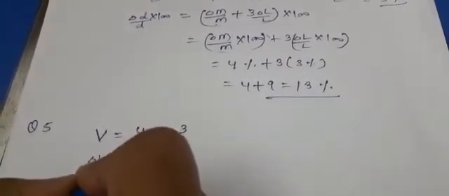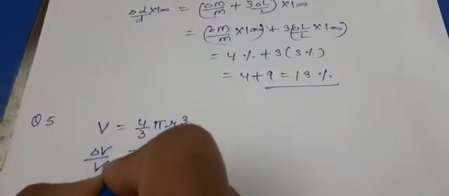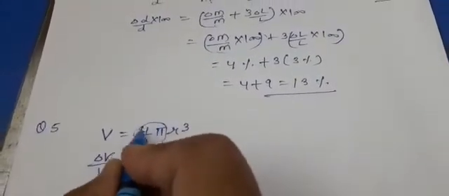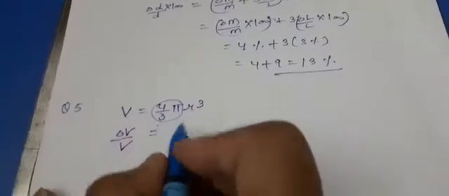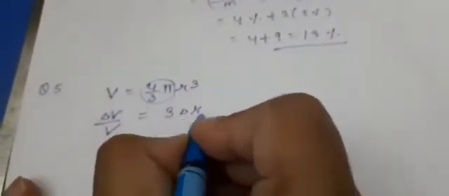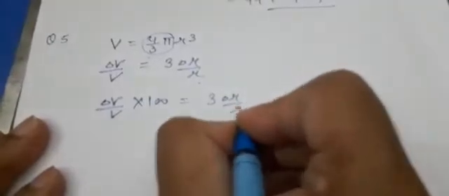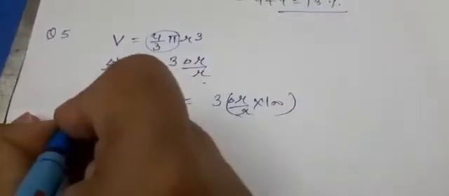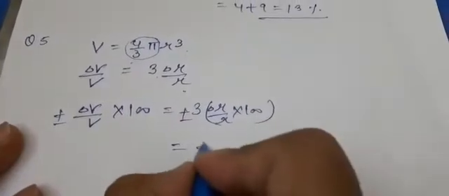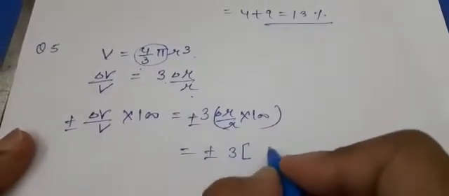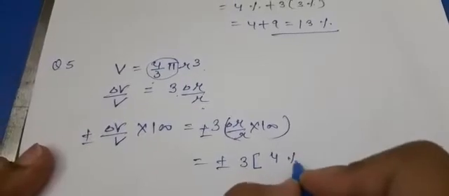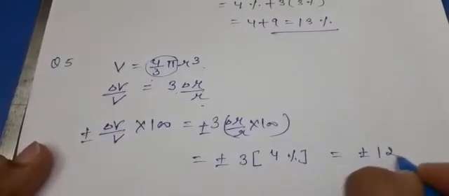So here del V upon V will be, this is 4 by 3 pi, which is a constant that we will remove. So it will be del R upon R, and the power is in the multiplication. But the error in radius is in percentage, so in the next step what will you do? You will multiply it by 100. So 3 del R upon R into 100. You can take it as plus minus because in both ways it can be applied. Now the error in the radius measurement is 4%, so the final answer will be 12%.